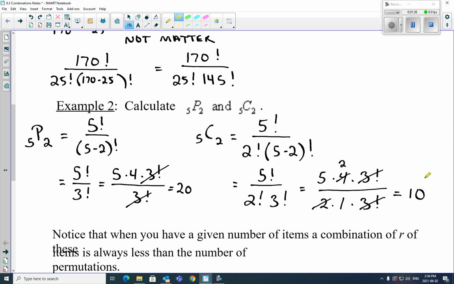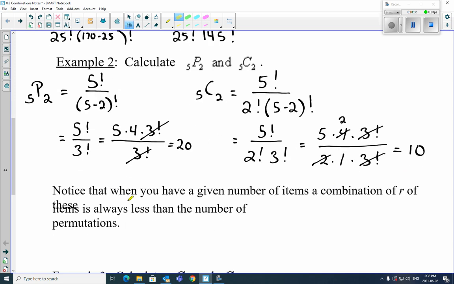So when order doesn't matter, who cares? You actually have fewer combinations. So combinations will always be smaller than permutations, okay? Notice that for a given number of items, there are always fewer combinations than permutations.